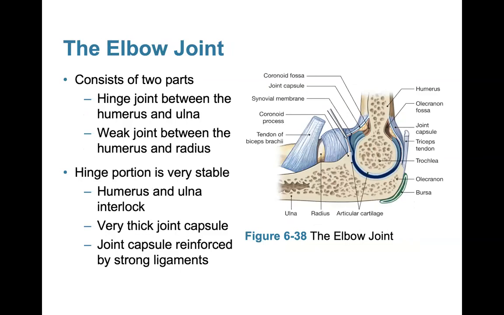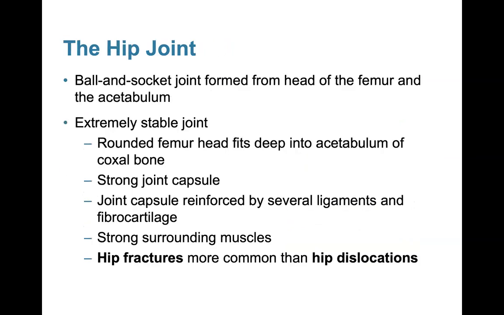The elbow joint consists of two parts, a hinge joint between the humerus and the ulna. It's a weak joint between the humerus and the ulna. And then the hinge portion is usually very stable. The humerus and ulna interlock, very thick joint capsule. The joint capsule is reinforced by strong ligaments.